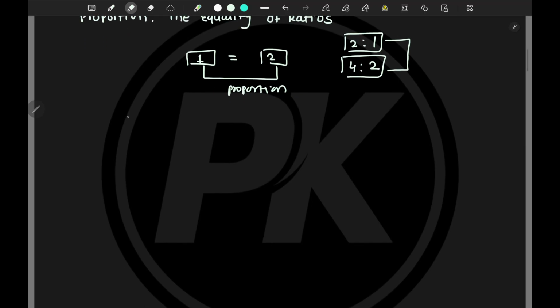Now let's try to understand the notation part. We write it as A is to B is in proportion with C is to D, or I can write it as A divided by B is equal to C divided by D.